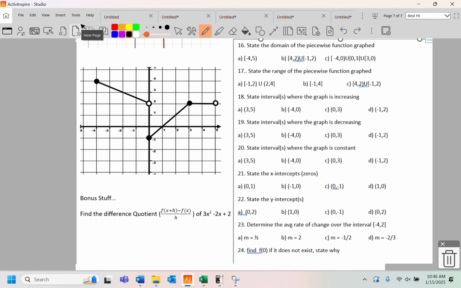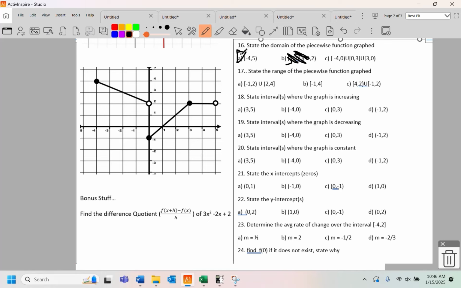Then we got the piecewise graph. State the domain of the piecewise function graphed. So the lowest x value is -4, so it can't be B. See how the lowest x value is -4. I run to here, and I think I have a problem, but x is allowed to be 0, so I'm not actually worried about anything. And I run all the way to 5, and notice 5 is an open hole, that's a parentheses, choice A.